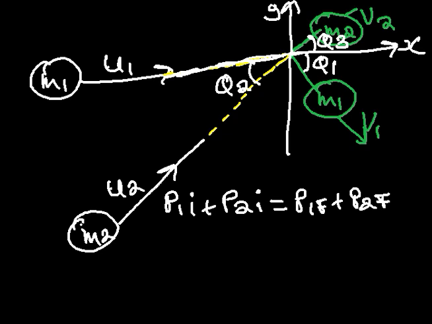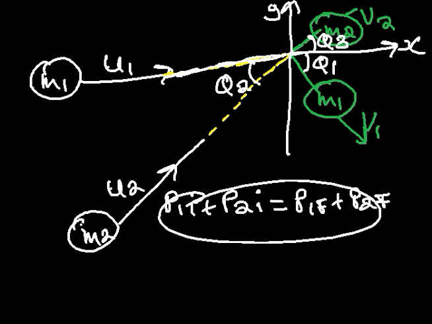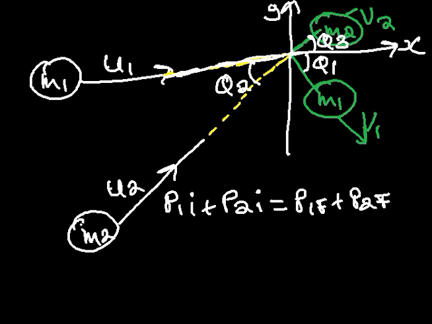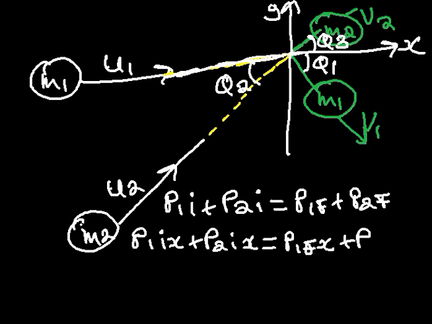And now, since the collision is in 2 dimensions, we have to split this into components, that is x as well as y. So we have the initial momentum for object 1 along the x-axis plus the initial momentum for object 2 along the x-axis, which will be equal to the final momentum for object 1 along the x-axis plus the final momentum for object 2 along the x-axis.